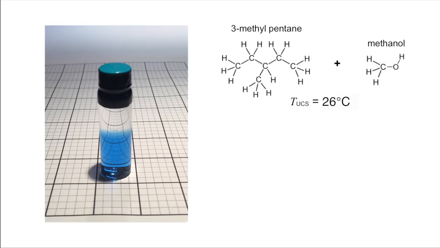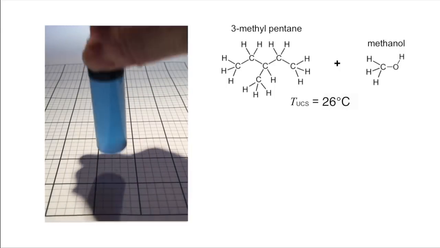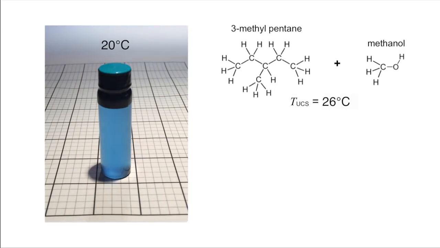As a simple example of upper critical solution behavior, shown here is a mixture of methanol and methyl pentane. This mixture exhibits an upper critical solution temperature of 26 degrees C at a concentration of about 30% methanol. Under the conditions shown here, the ambient temperature is about 20 degrees C, which is below the upper critical solution temperature. Thus, even after agitation, the solution remains cloudy, indicating precipitation of two liquid phases.